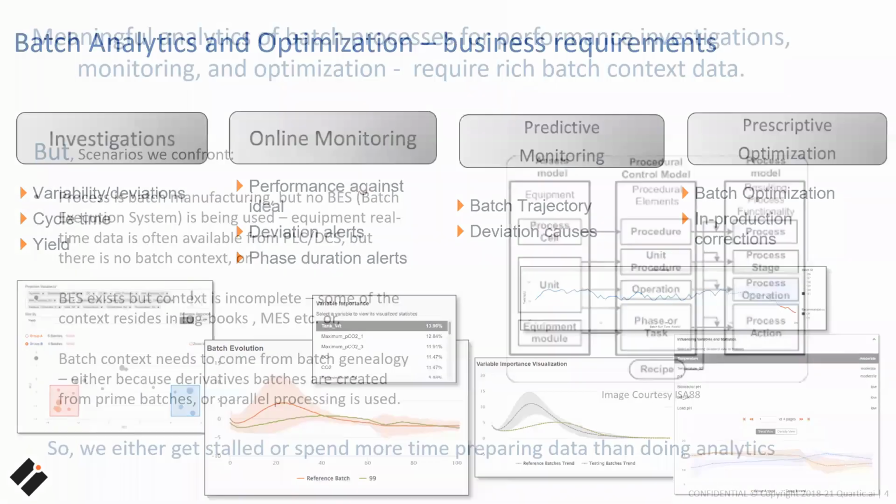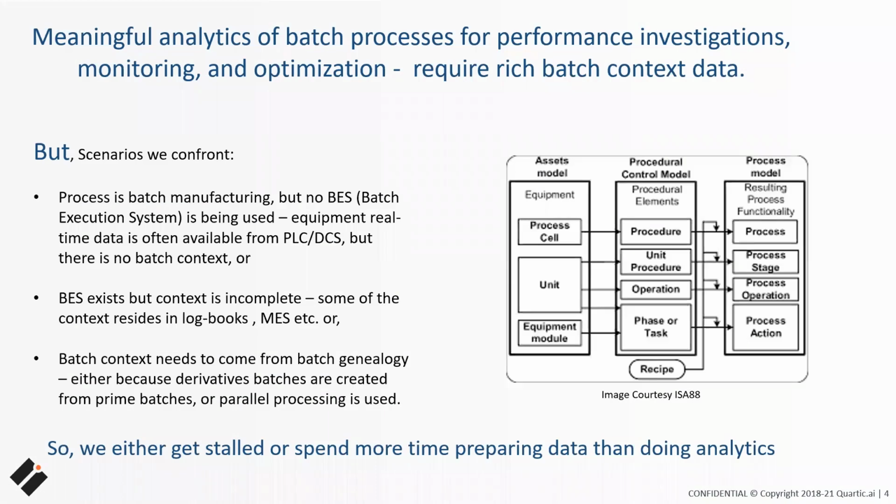So if we look at saying that meaningful analytics of batch processes, for performance investigations, for monitoring, for optimization, requires that rich batch context of data, what do we actually see in the industry right now? What does our current landscape look like? We have a combination of very different scenarios and combinations of infrastructures. We could look at systems and environments where a BES system is being used, or is not being used, and the data for context is available, but the context is not being built.